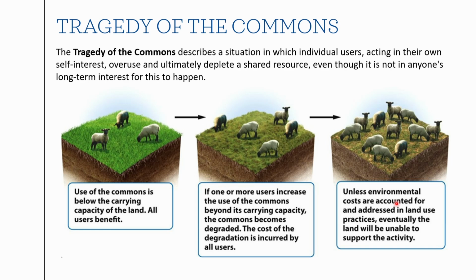Oftentimes what individuals will do, rather than take fewer sheep off the pasture, they will get angry or respond by putting more sheep on there, and that further degrades the land. And now we have the tragedy. The common resource was the healthy pasture land. The tragedy was overexploiting it, and now it's unable to support the grazing of sheep in the future. And so this is known as the tragedy of the commons.